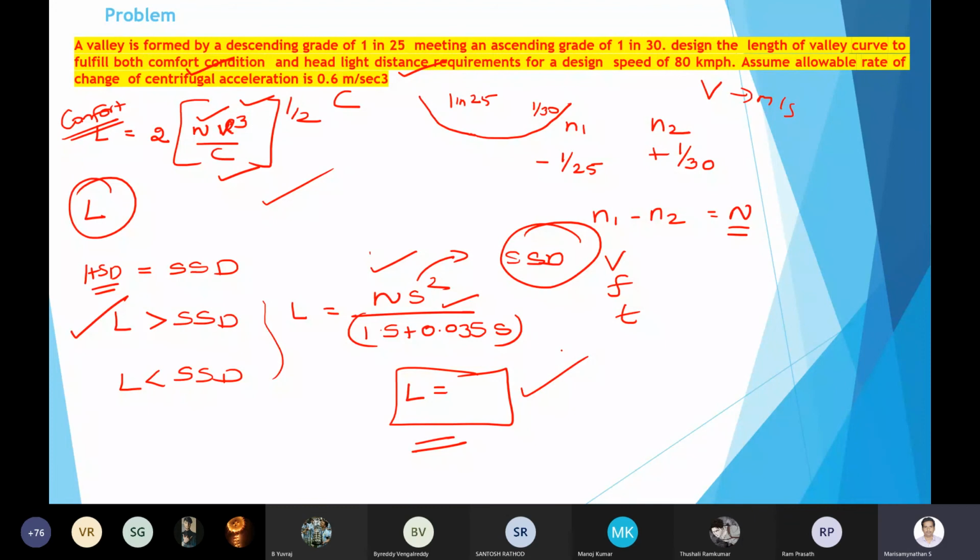So based on that, you are checking which one is giving the maximum one. According to that, you choose the final one. So probably here you might get 180 and here you might get 280. So the maximum one is 280. This will be the final length of your valley curve. So this is with respect to the valley curve. It is a very simple and straightforward problem.